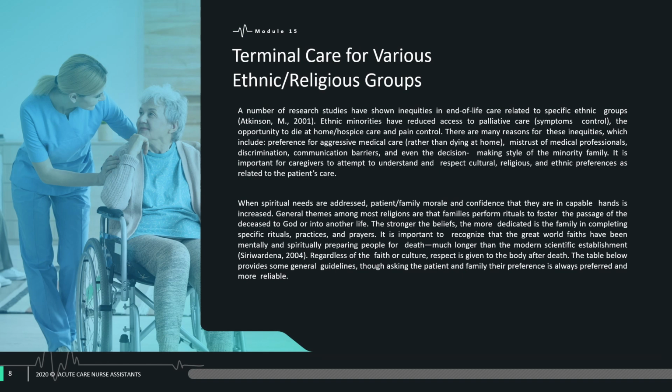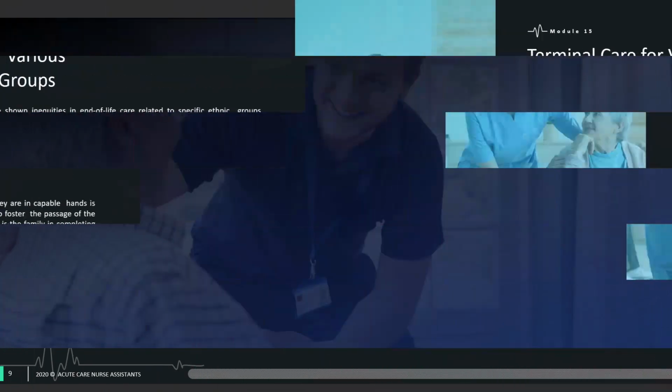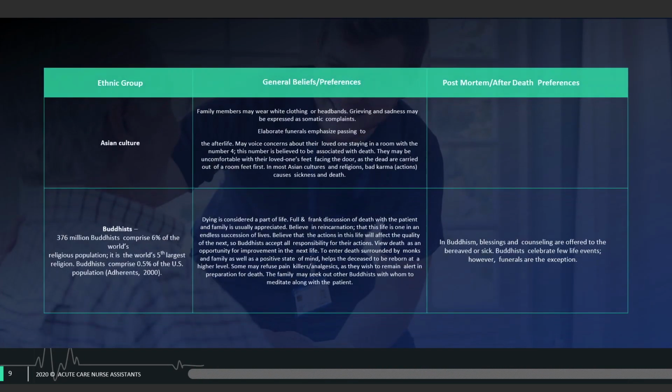Regardless of the faith or culture, respect is given to the body after death. The table below provides some general guidelines, though asking the patient and family their preference is always preferred and more reliable. Please study the charts on this and the following pages as to the ethnic groups, their general beliefs and preferences, and postmortem and after-death preferences.